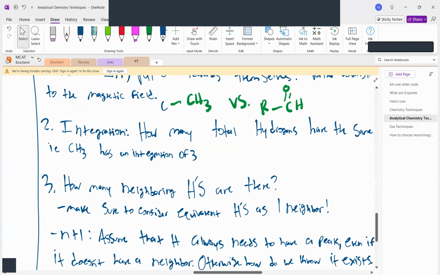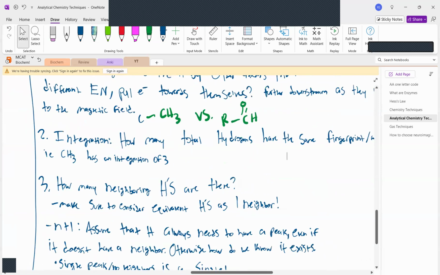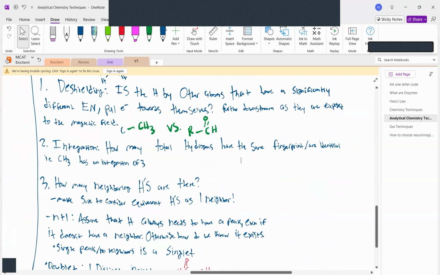And then integration, as the name suggests, is how many total hydrogens have the same fingerprint, or how many are identical.